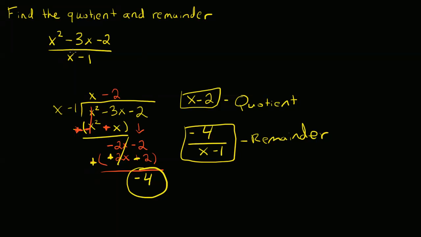All right? So I can rewrite this original rational expression. It can be rewritten as x minus 2 minus 4 over x minus 1, right? You can double check your work by simplifying this and making it back into a fraction, and you should see that what's on the left-hand side does in fact equal what you see over here on the right-hand side.